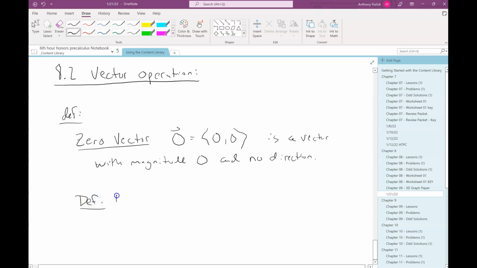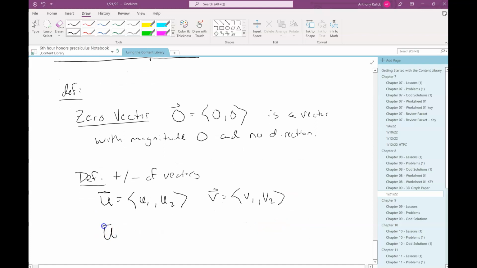So let's start with addition and subtraction of vectors. If I have the vector u, component form u1, u2, and the vector v, component form v1, v2, we'd say u plus v is going to be just u1 plus v1, u2 plus v2.